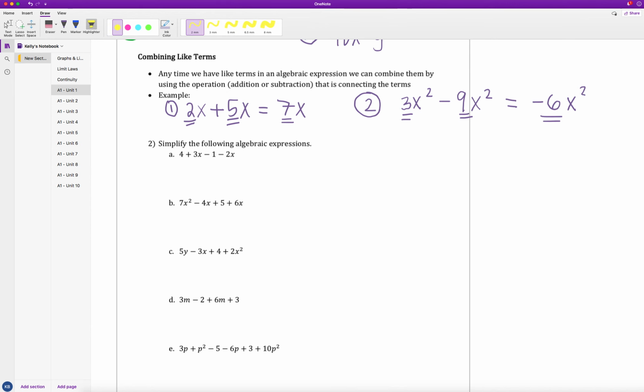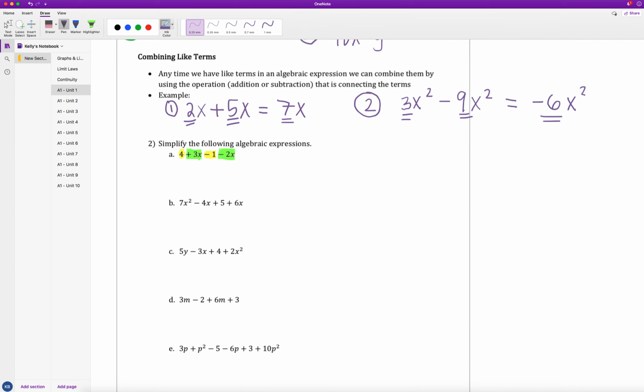So I'm noticing that I have a constant here, which is a 4. Are there any other like terms that would go with the 4? The other like term that I have is that negative 1, so I'll be able to add those together, or actually subtract in this case. Now let's look at the 3x. So I have a positive 3x here, and I also have a negative 2x, and those are both like terms, which is why I'm highlighting them both in green.